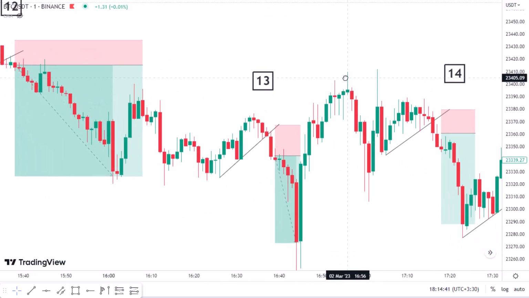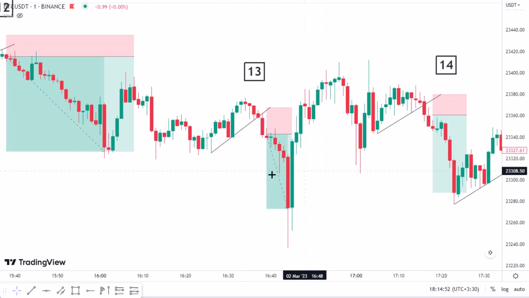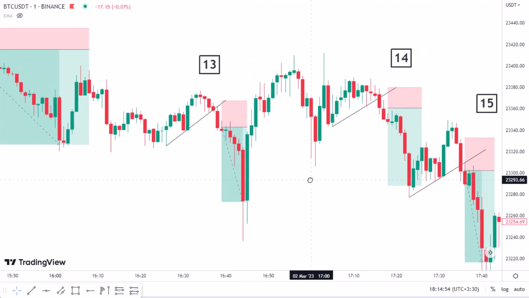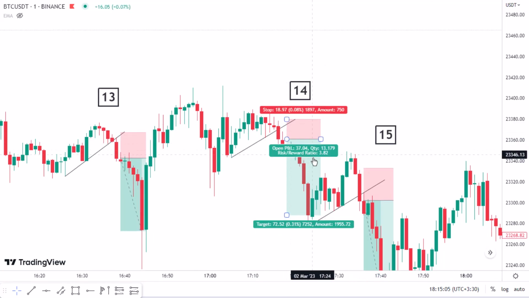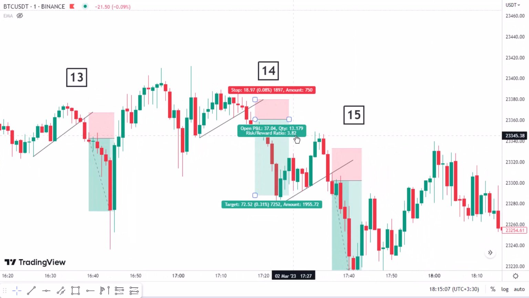On trade 13 we have a trend line here with 4 touches: 1 touch, 2 touches, 3 touches, 4 touches. On the 5th time it breaks it here, we enter the sell position, put our stop loss somewhere safe, and it gives us a reward of 2.8. On trade 14 we have a trend line with 2 touches. On the third time it breaks it with this red candle, we enter the position, set our stop loss, and it gives us a reward of 3.8.